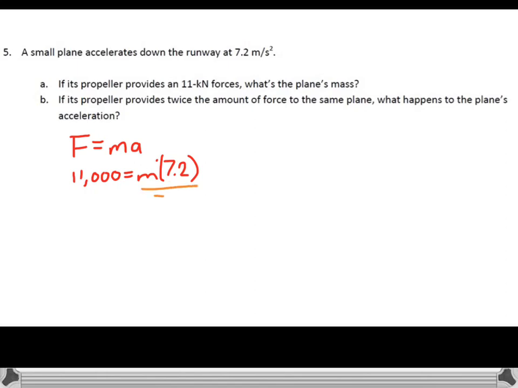I'll pick another color here, just to make the steps a little clearer while you're watching this. So when I do that, I get a mass equal to 11,000 divided by 7.2. Let me pull out my calculator: 11,000 divided by 7.2, and my calculator says 1,527.7 repeating. But to express it in the correct number of significant digits, both my force and my acceleration have 2 sig figs, so I'm going to say this is 1,500 kilograms. Okay, so that's the answer for part A.